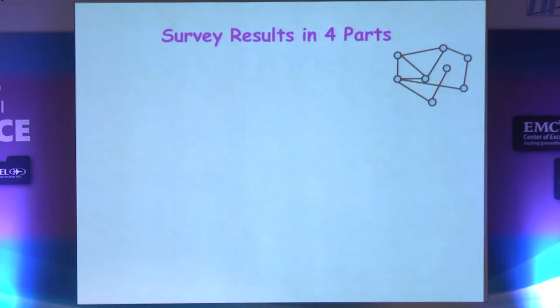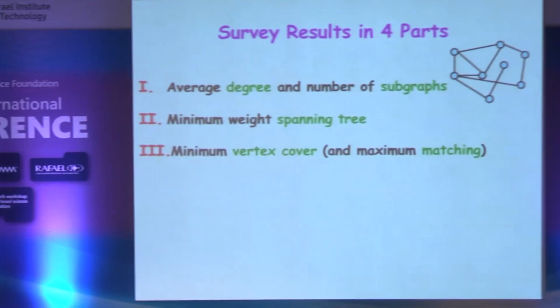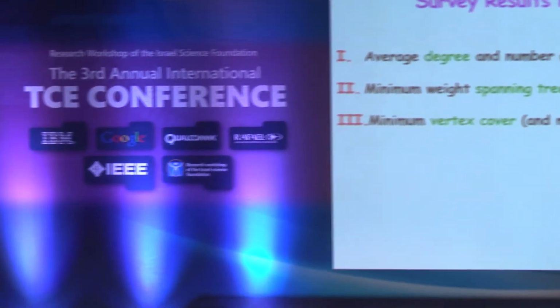Okay, so I'm going to survey. There'll be 4 parts of the survey, as much as time permits, in the order of the examples that I gave before. First, I'll talk about the very basic graph parameter of the average degree, and a little bit about generalization to approximating the number of subgraphs. I'll talk about the minimum weight of a spanning tree, also a very basic optimization problem. I'll talk about the size of the vertex cover, another very basic one.